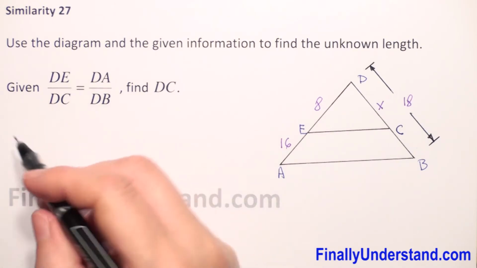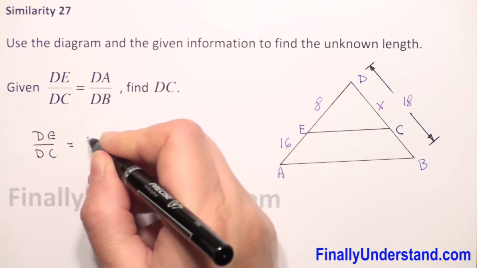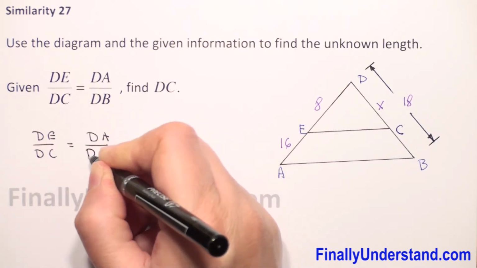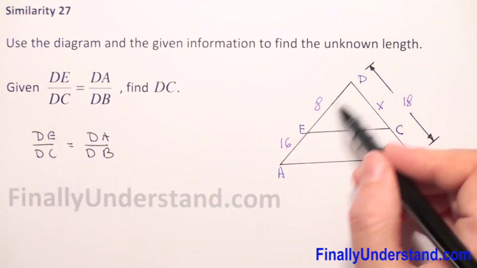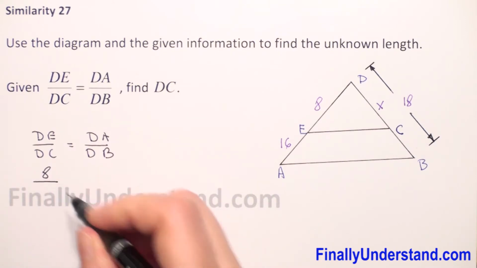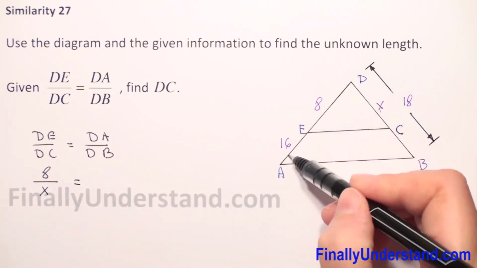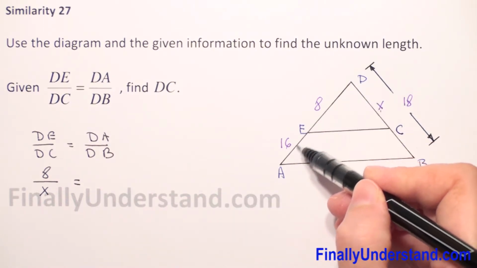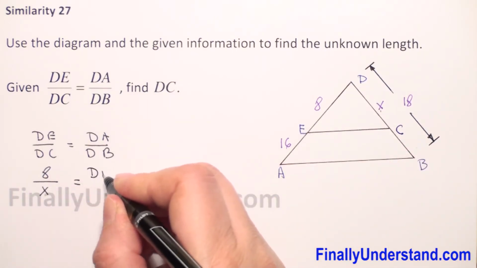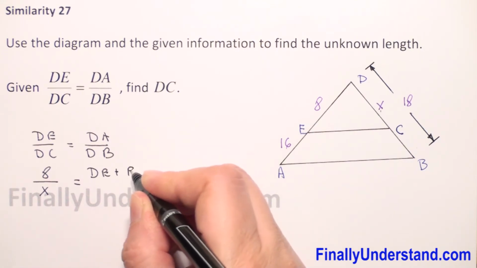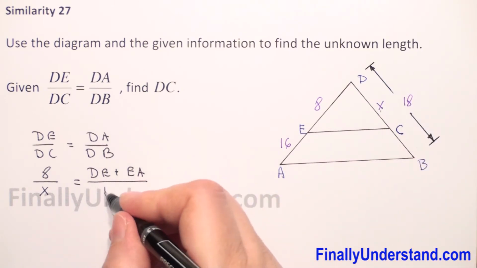So let me copy our proportion. We have DE over DC equals DA over DB. DE is 8, and DC is our unknown x. This is equal to DA, which, like I said, is the sum of these two segments. So we can write that DA is DE plus EA, over DB, which is given as 18.